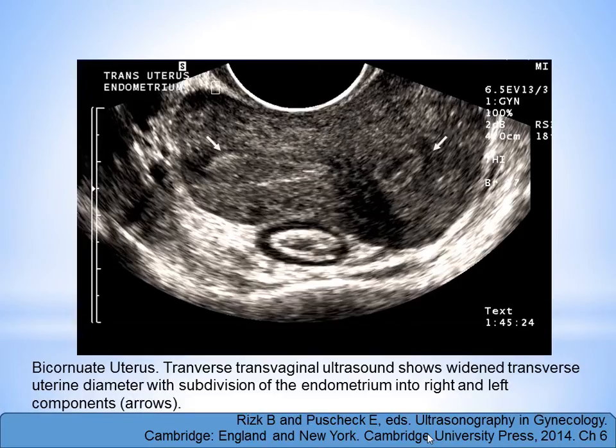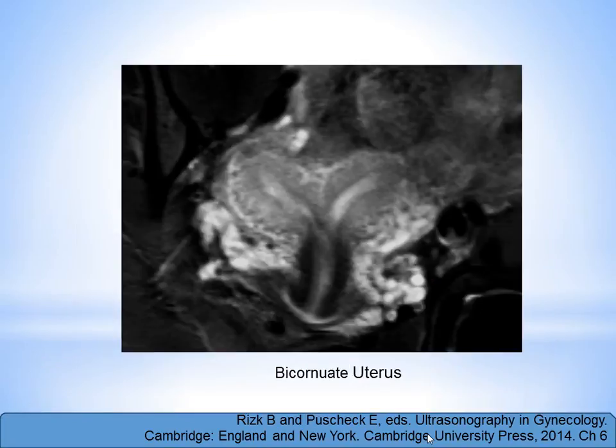What does it show you on this transverse view? This is endometrium, myometrium, this is the right side, and this is the same here on the left side. So it could be septate, could be bicornuate. This happens to be bicornuate, and I will show you in a minute why. This was the MRI from the bicornuate.